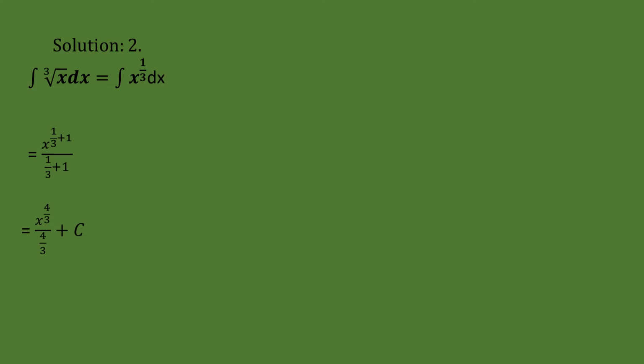Then we simplify. We have here 1/3 plus 1 become 4 over 3 as the exponent of x over 4 over 3 plus c. Then we have here a fraction from the denominator. So we have to get the reciprocal of 4 over 3 and multiply it to the base of x raised to the power of 4 over 3. So it will become 3 over 4 x raised to the power of 4 over 3 plus c as our final answer for number 2.